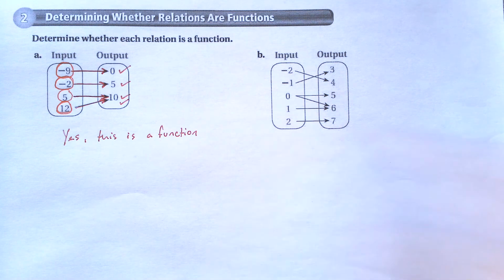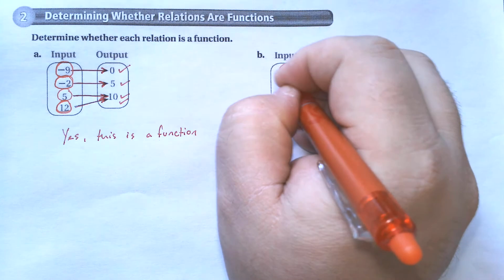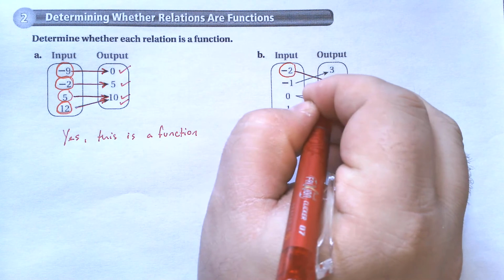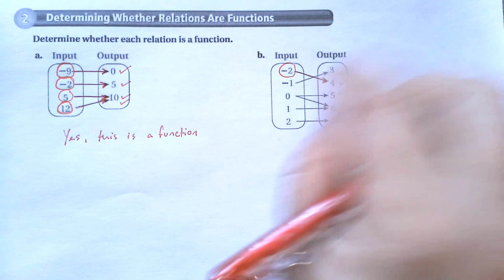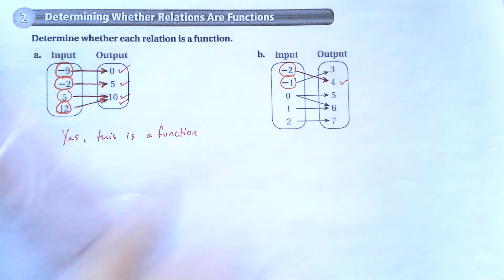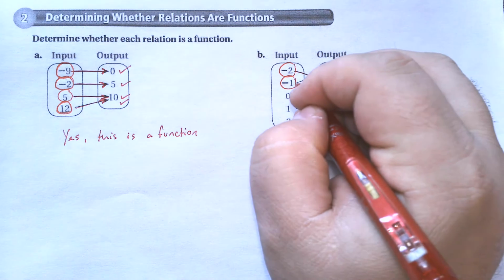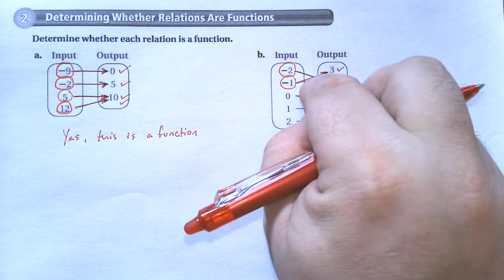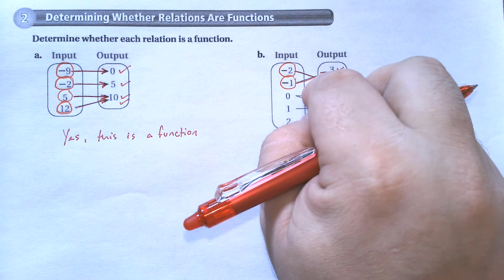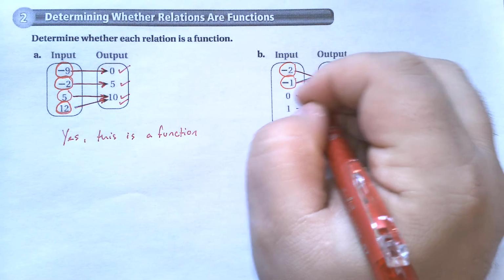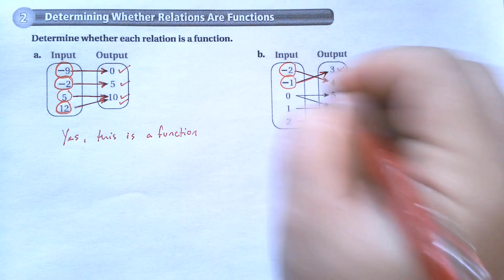All right, now let's look over here on the right. We're going to go through the same process, and we're going to look at this -2, and we're going to follow it. Does it go to only one number? And the answer is yes, it only goes to the number 4. Then we're going to go with this -1. Does it go to only one number? Yes, it goes to this 3. We don't care that these cross. It doesn't matter. It doesn't tell us anything on whether it's a function or not. We're only worried about, can it go to only one number?